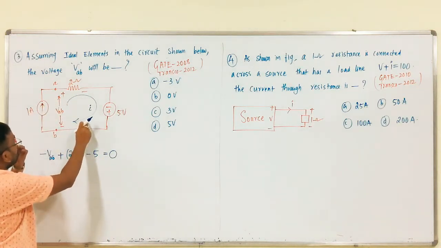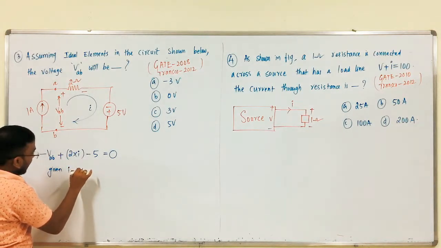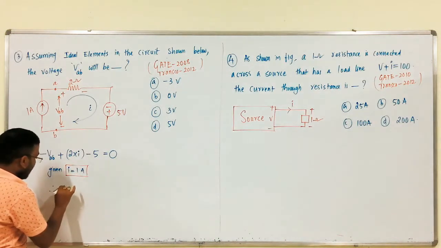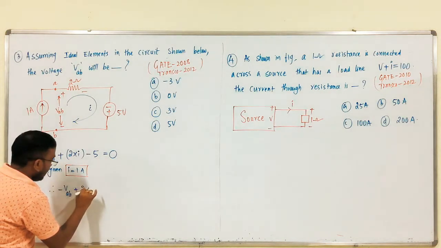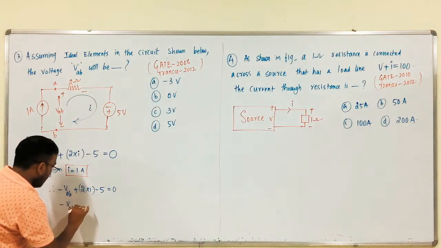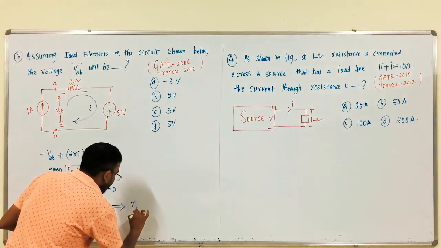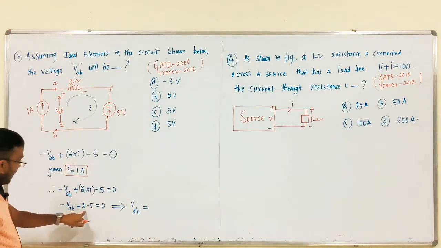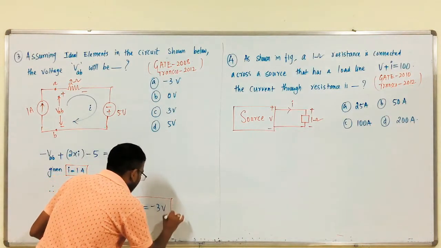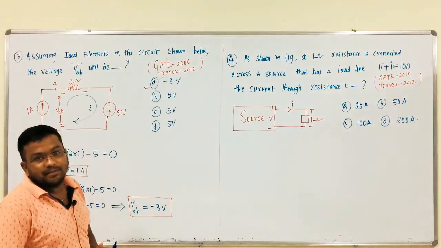We all know that I is given as 1 ampere. Therefore, minus VAB plus 2 into 1 minus 5 is equal to 0, that is minus VAB plus 2 minus 5 is equal to 0. From this, VAB is equal to minus 3 volts. This is the answer: minus 3 volts.